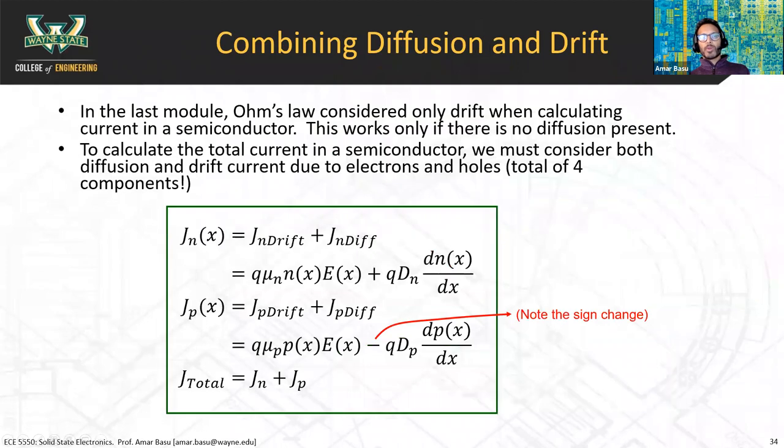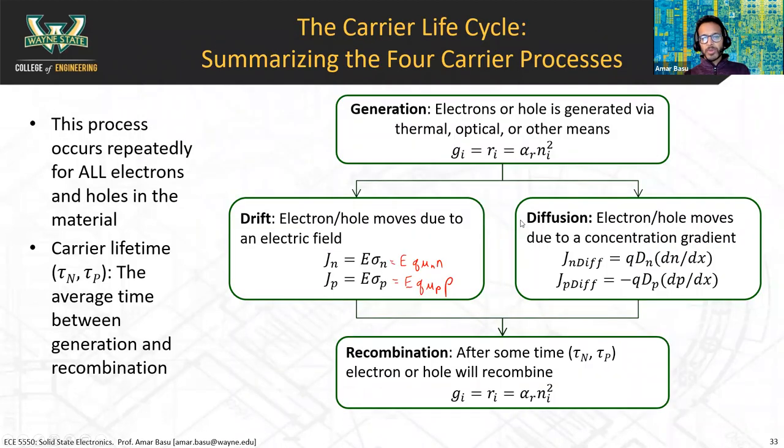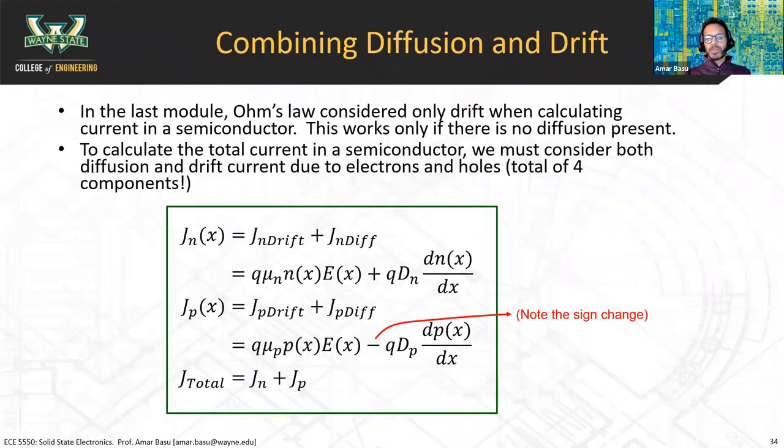Okay, so a little bit more quantitative now we can be. At this point, we realize, okay, well, there's both of these processes. If we want to calculate the total current, we can now consider drift and diffusion. Last module, we only considered drift. And now we have the information to be able to consider both. So if we combine diffusion and drift, this is all we have to do.